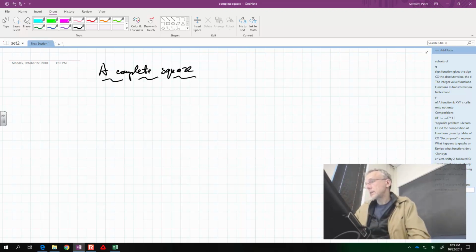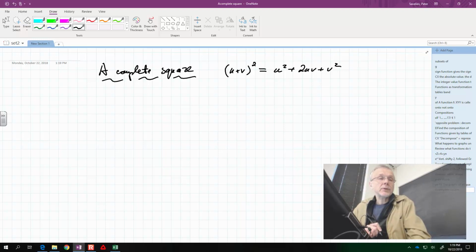It is two terms, let's say (u + v) squared. This is the formula that you need to remember anyway. A complete square, also known as the binomial, also known as, I'm not sure what else, but it is in every book pretty much at the top of the list of formulas that you need to know.